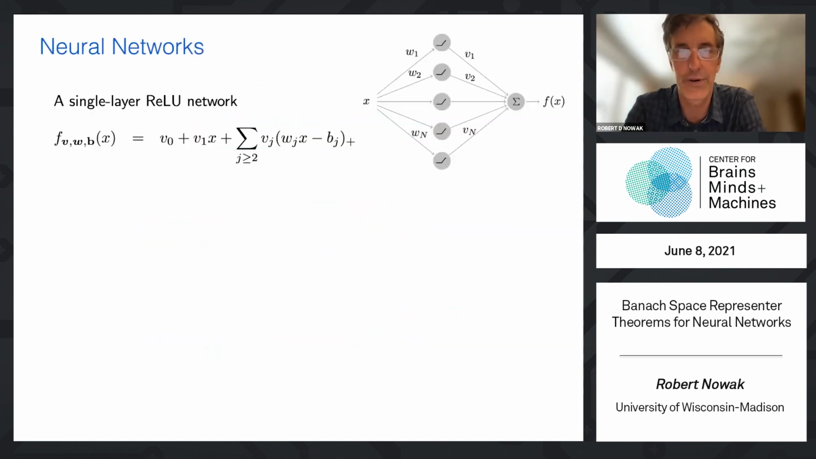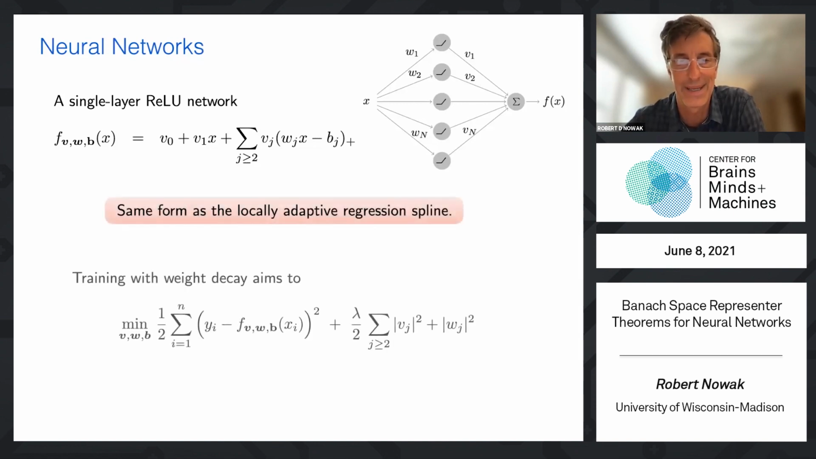So to connect this to neural networks, I'm just looking here at a single layer rectified linear unit neural network. It has the form mathematically that I'm showing there, and just pictorially, the neural network looks like what you see there in the upper right. This plus sign again means take the argument inside the parentheses and threshold it at 0. So if it goes negative, just set it to 0. That's the rectified linear unit action. And you'll recognize that this is essentially the same form as what we had for the locally adaptive regression spline. In fact, it is the exact same form.